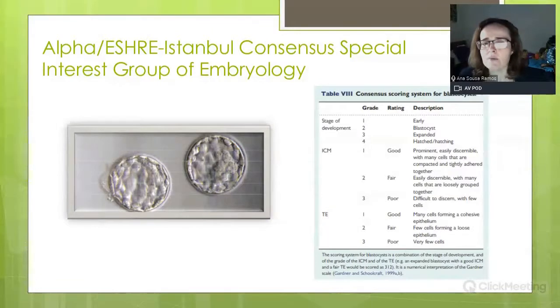Regarding the ICM, 1 is when you have the best number of cells. You have a high number of cells, very tight, very compact. And when you have a poor inner cell mass, sometimes you don't really see that an inner cell mass exists because it's very poor in cells. And regarding the trophectoderm, the same happens. 1 is the best grading. It's good. It has a lot of cells, a cohesive epithelium. When you have poor, it's very few cells. So this is what came out of the consensus from Istanbul in 2011.